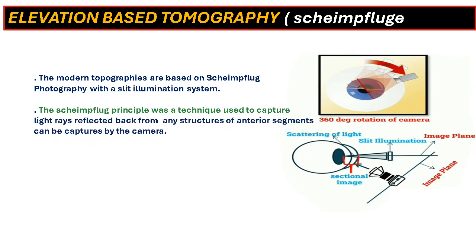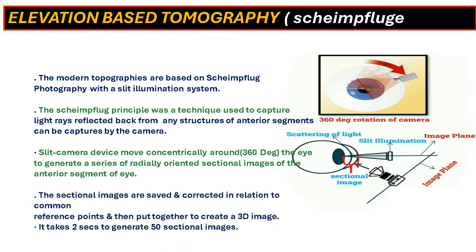And as I explained before, this principle and the high speed of the Scheimpflug camera can capture the backscattered rays and give a high-quality three-dimensional image of the anterior segment, with increased depth of focus of the image captured, and enable detailed assessment of the corneal curvature and the corneal elevations. The high-speed camera rotates 360 degrees, taking about 50 sectional images within 2 seconds. More than 4,000 points can be taken for the anterior segment.